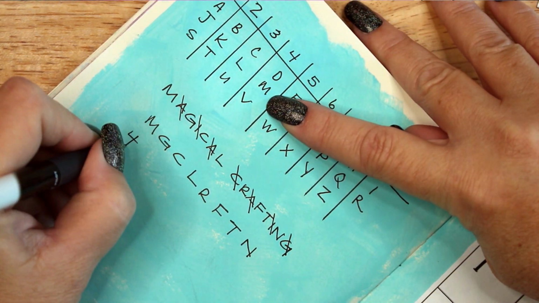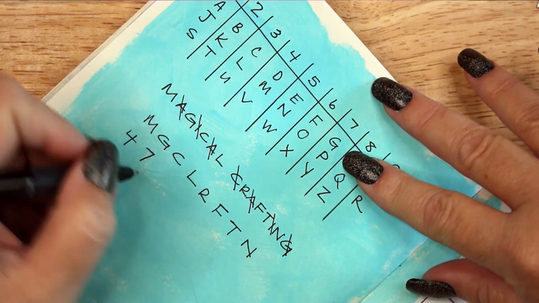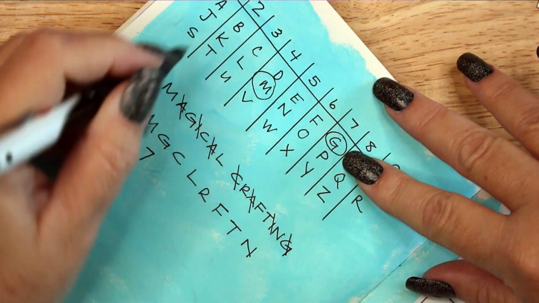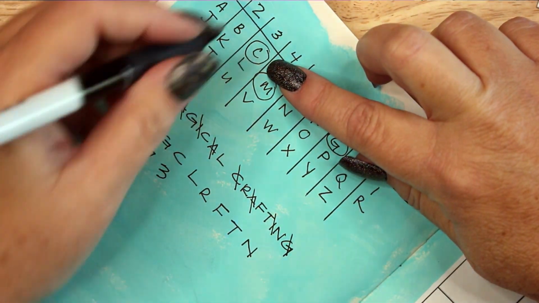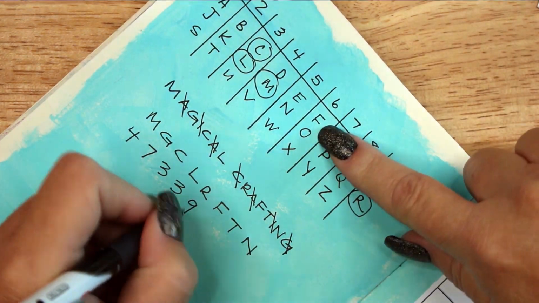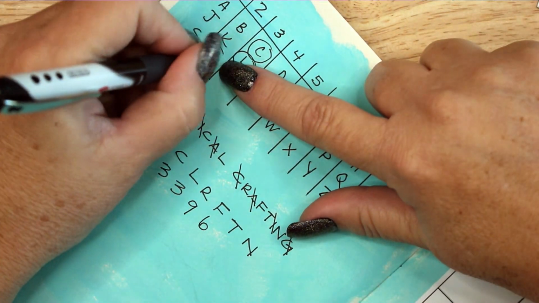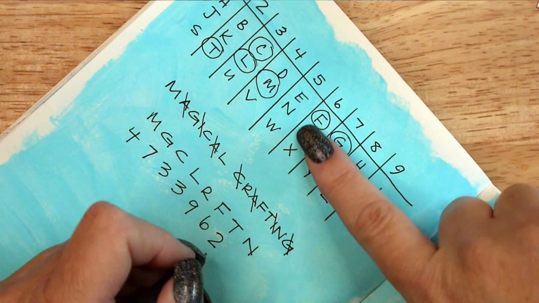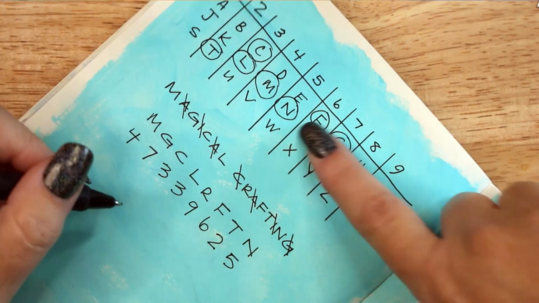Then I go to the original number matrix and assign a number to each letter. I get 47339625. I notice there are two 3s side by side, and I'll show you how I deal with that as I draw the sigil.